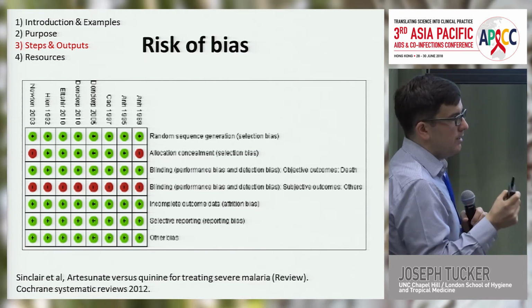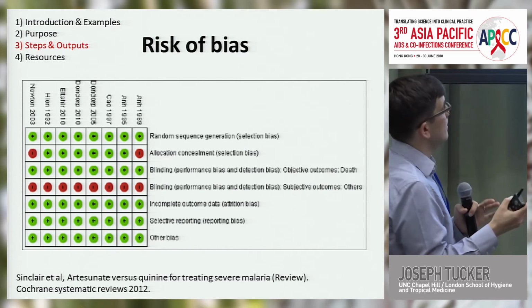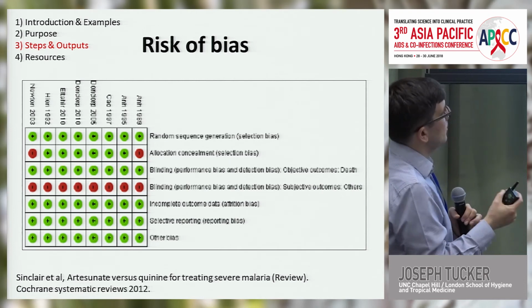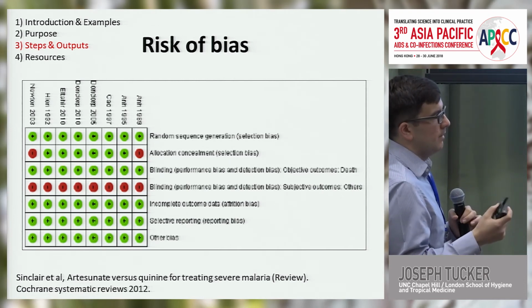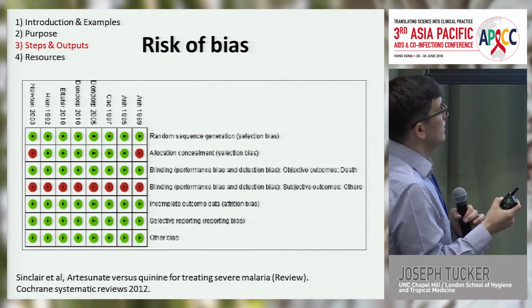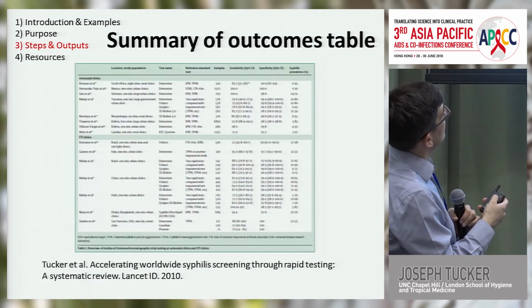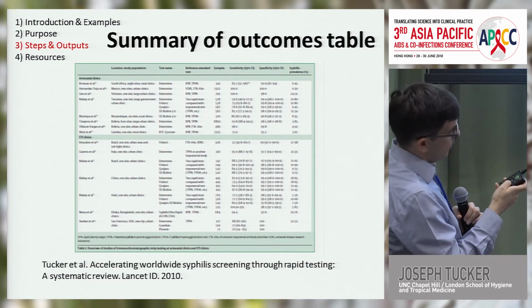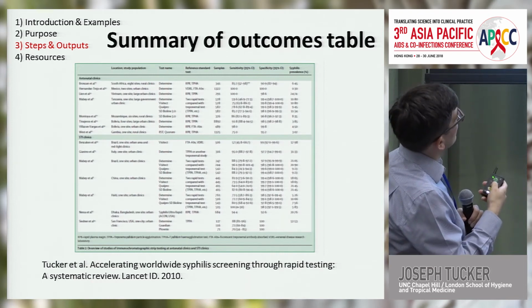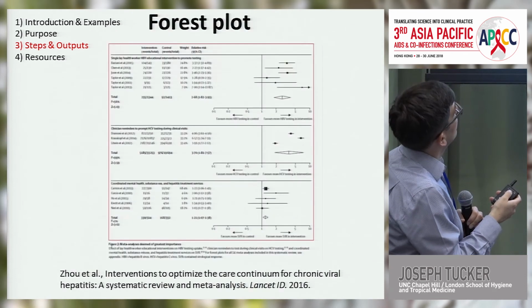If you're looking at RCTs, the Cochrane tool is sort of the gold standard, and Cochrane has some nice guidance on this. For observational studies, there are a bunch of different tools, and I think it's a little bit more in flux. And there is also a Cochrane tool for looking at risk of bias in observational studies. It's slightly more complicated. And then a summary of outcomes. So this is just looking at, for the syphilis study, the location, the test name, how many samples, sensitivity, specificity, and then a forest plot.